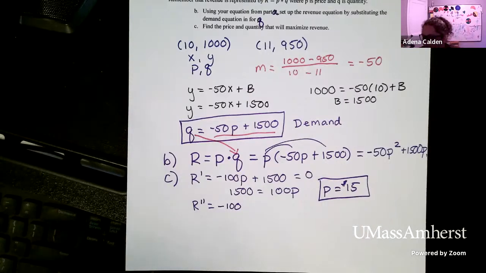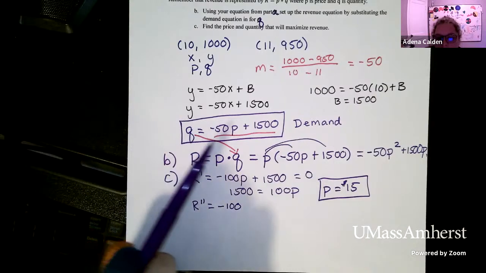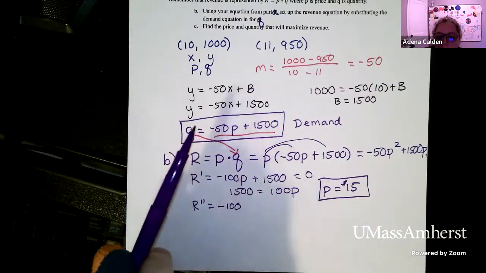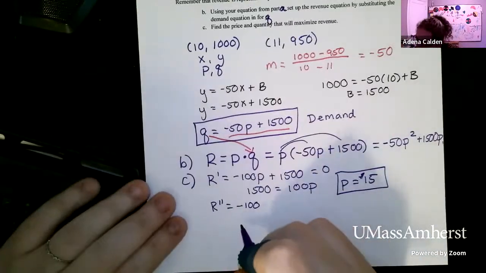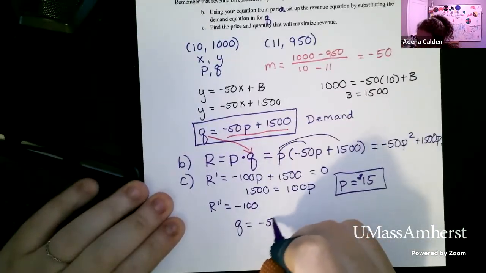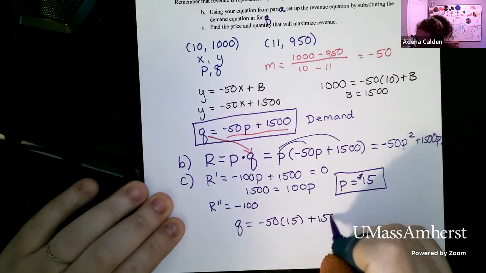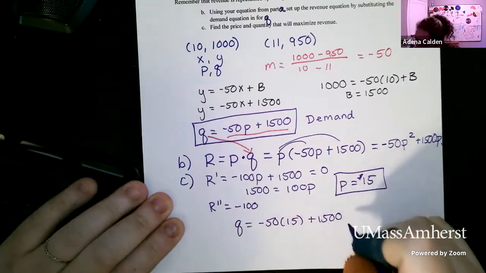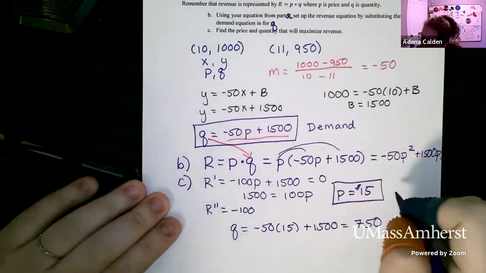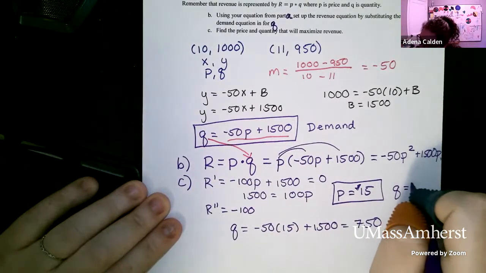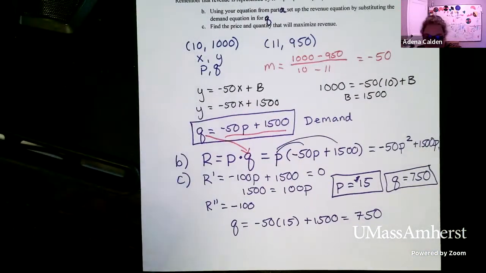How do we find the corresponding quantity? Well, that goes back to the demand equation, right? The demand equation tells us how many tickets will be bought at a particular price. So to find our Q, we do negative 50 times 15 plus 1500, and we get 750. So P equals $15. The quantity that will be demanded is 750 tickets.